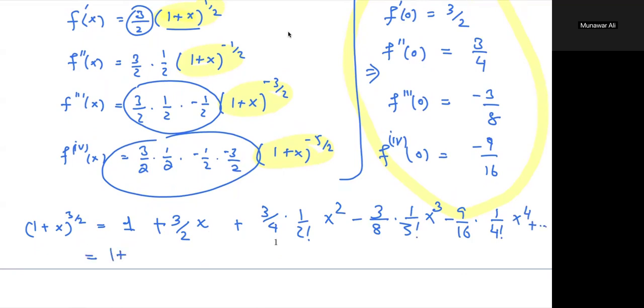Once you simplify, this is 1 plus 3 halves x plus, simplifying, 4 times 2 is 8, x squared over 8, minus 1 over 16 x cubed, minus, because 4 factorial is 24 and divided by 3 it's 8, 8 times 16 is maybe 128, so 3 over 128 x to the 4, minus and so on, because the next term would be negative. But it doesn't matter.